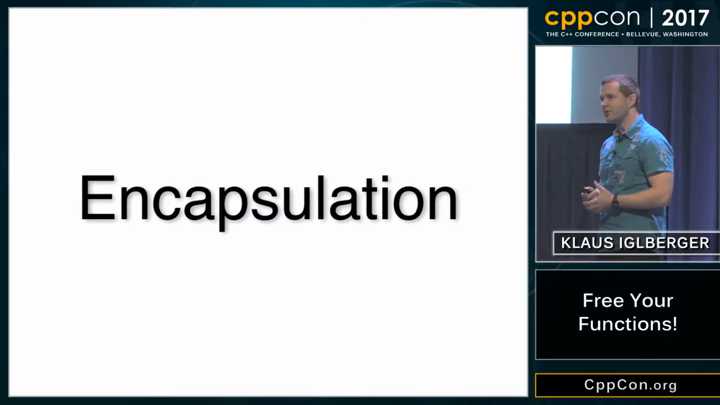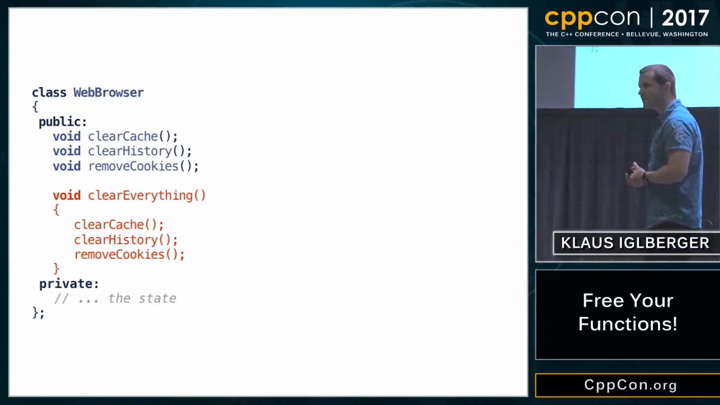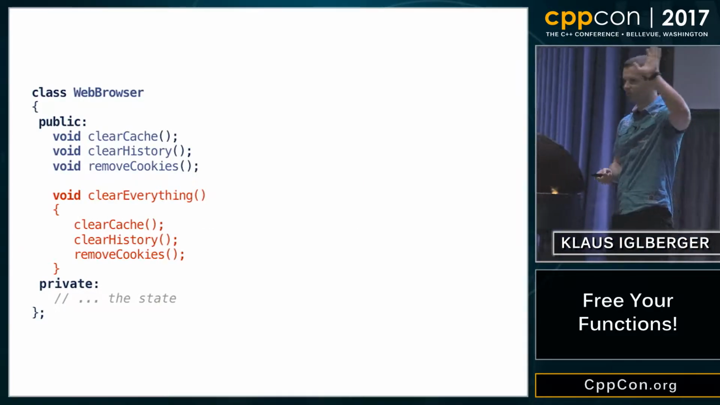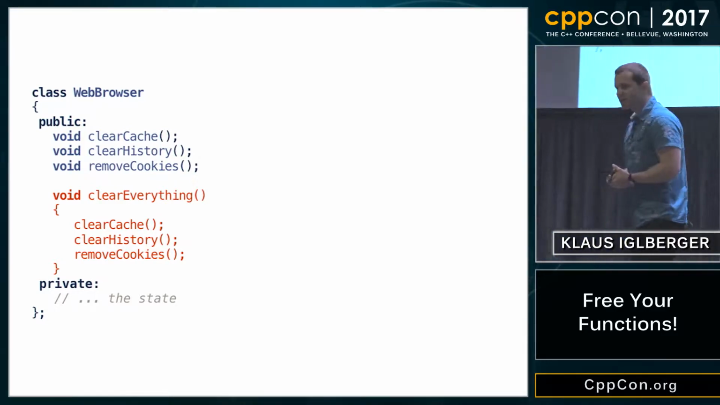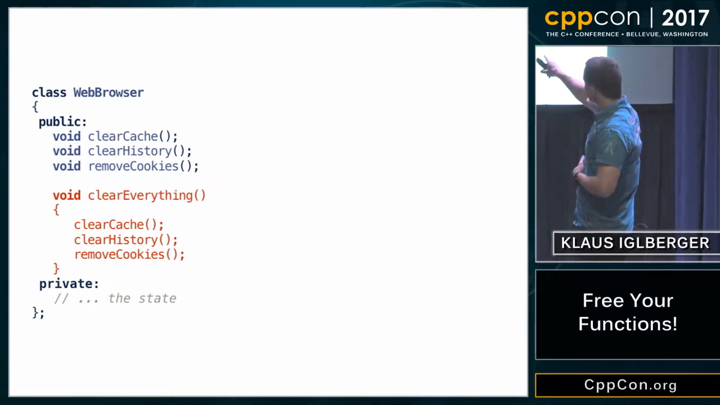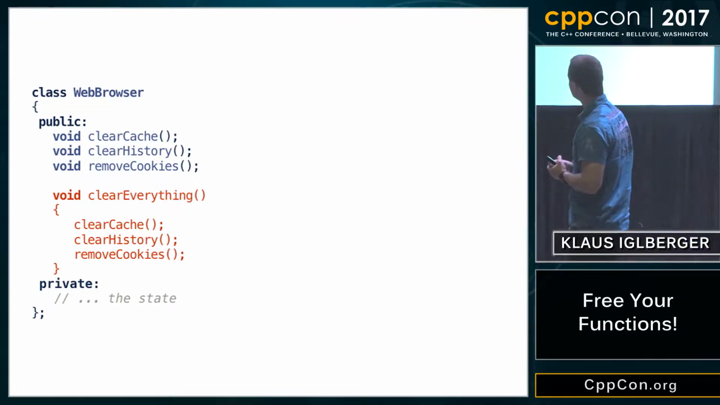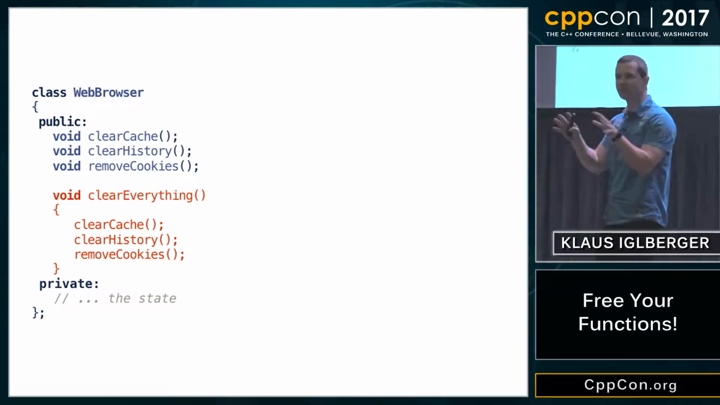This is something that you might have heard. This is also why this hypothesis might sound familiar. This is something that Scott Meyers wrote about 20 years ago. And this is the example used in Effective C++ 3rd edition, a web browser. And this web browser class has 3 functions. The first is called clear cache, second clear history, and remove cookies. So these are clear functions.